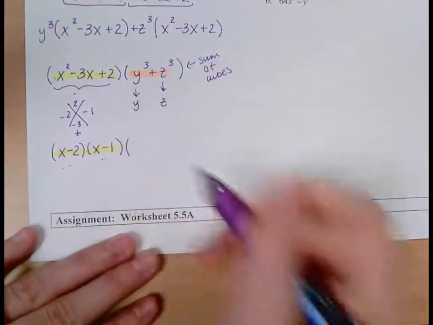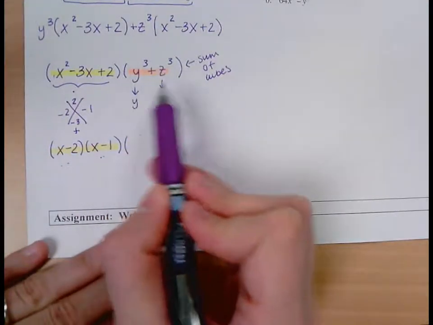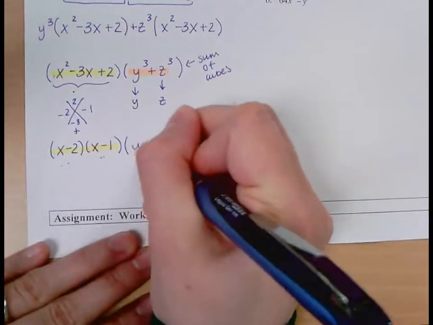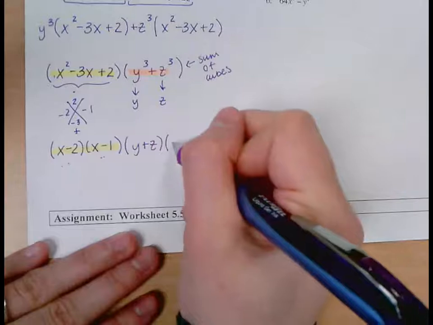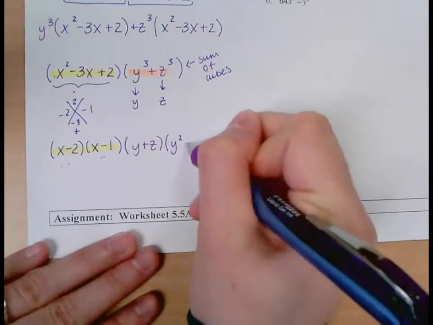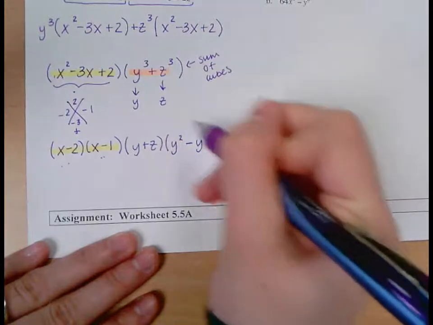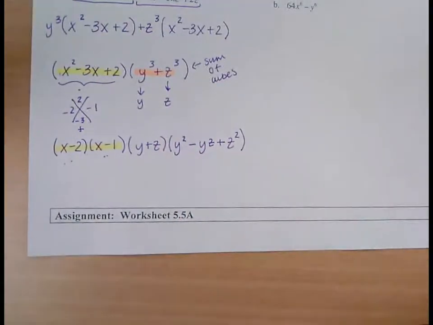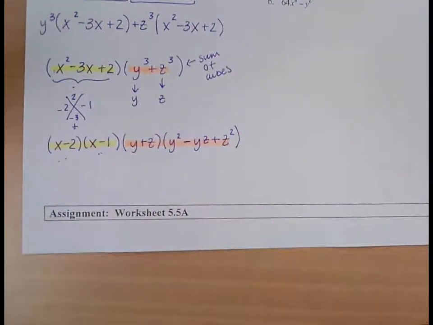So I'm just going to continue on where I left off with the x minus 2, x minus 1. So this factors to be, first factor is a plus b. So it's y plus z times a squared, so y squared, minus ab, so yz, plus b squared, which is z squared. And that's the factored form of the sum of cubes.